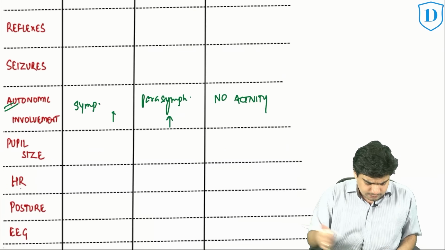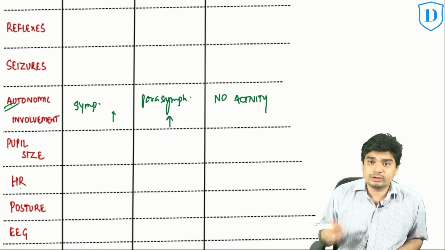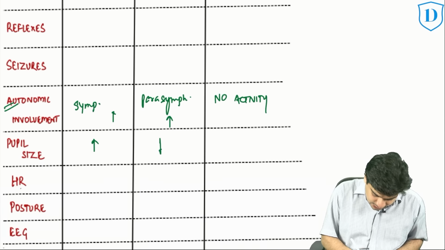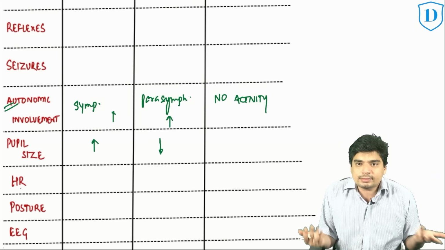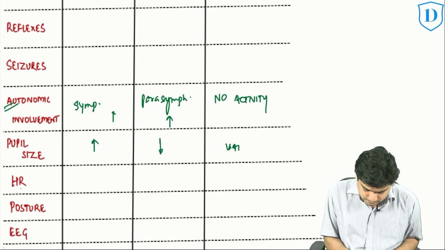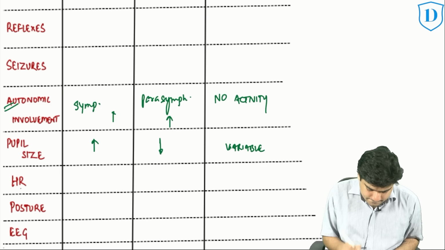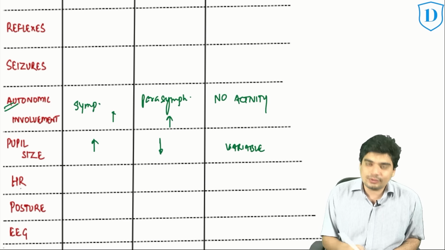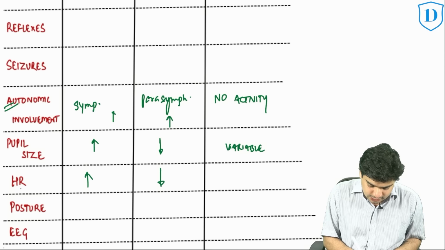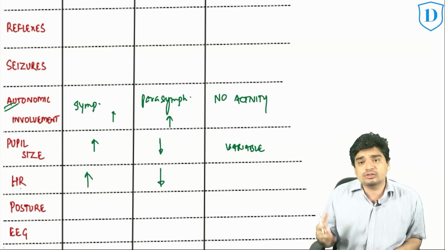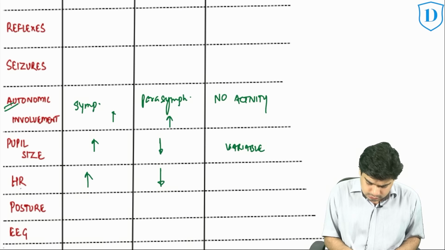Now look here. What will happen to pupil size in stage 1? Sympathetic overactivity. Pupil size will increase. What will happen in stage 2? Pupil size will decrease. You will have miosis. In stage 3, it can be anything. Brain is essentially dead. It can be anything. Variable. Same for heart rate. Stage 1, what will happen to heart rate? Heart rate will increase. What will happen in stage 2? Heart rate will decrease because of parasympathetic activity. What will happen in stage 3? Anything can happen. It can be variable.